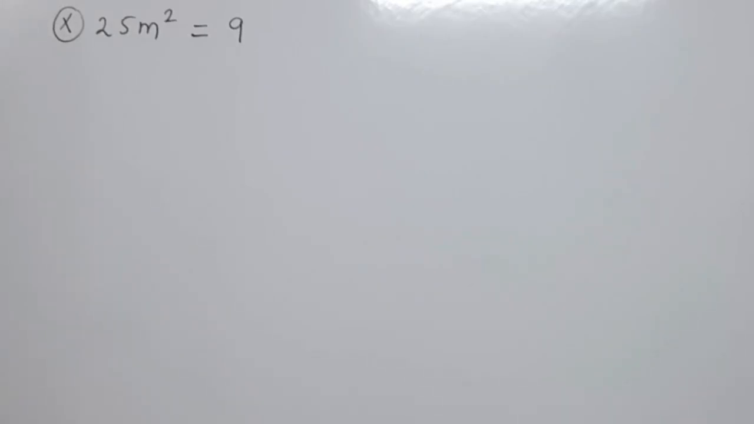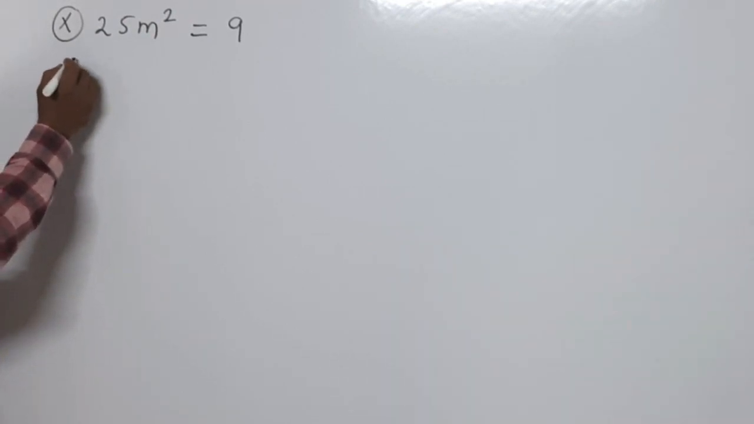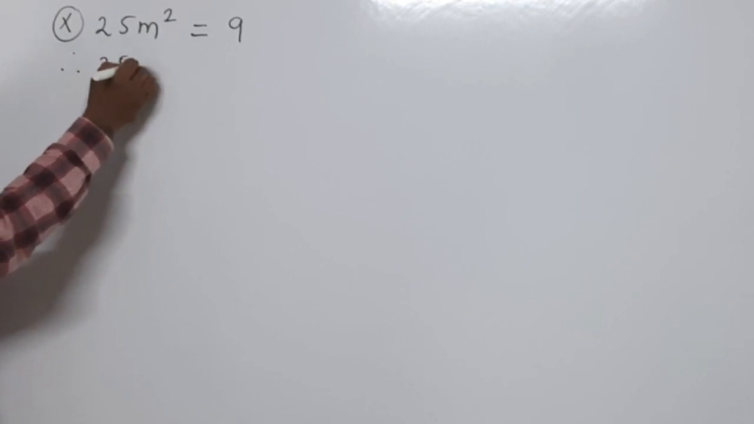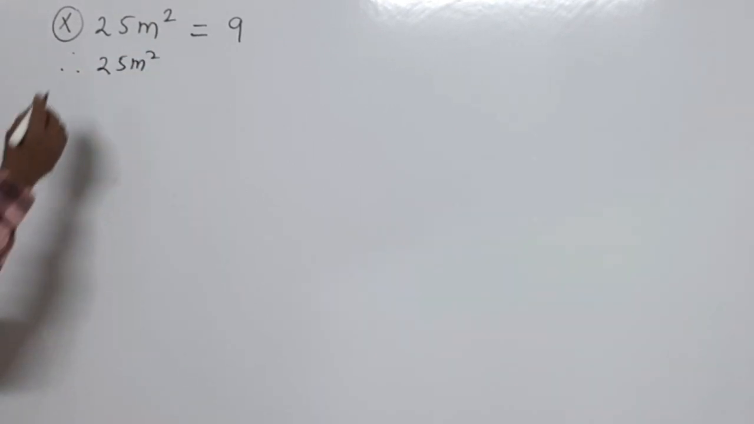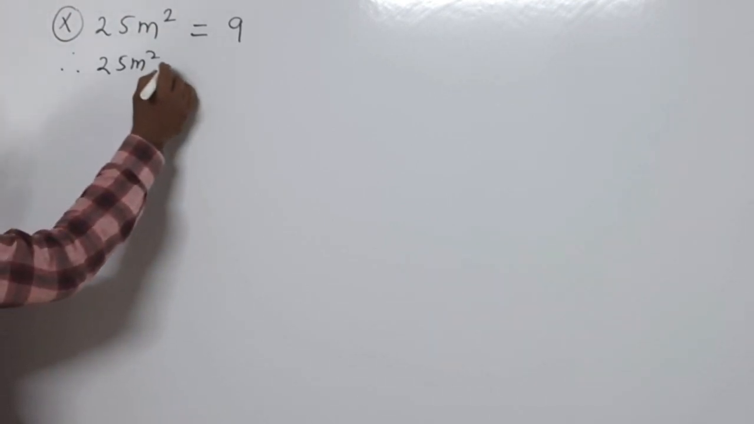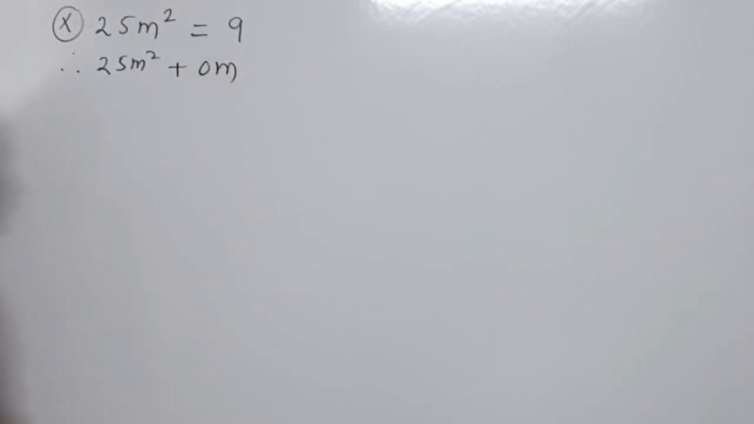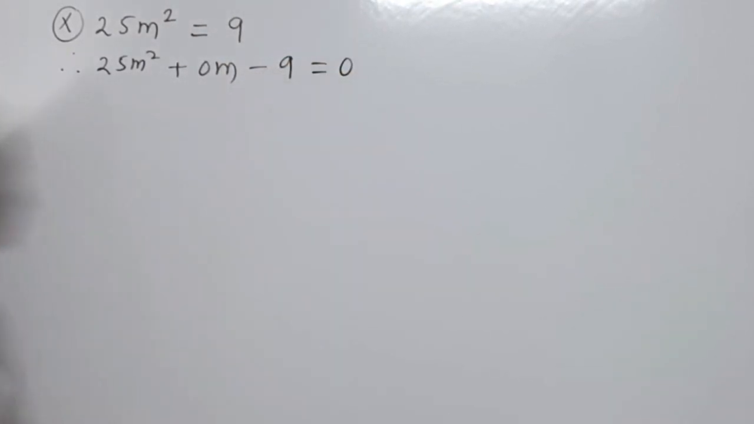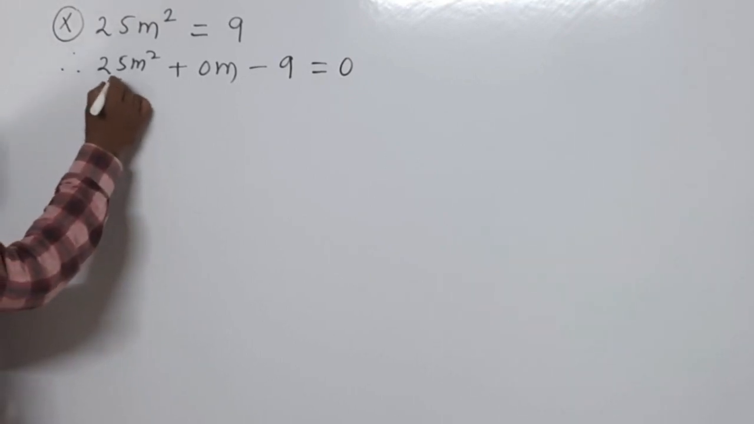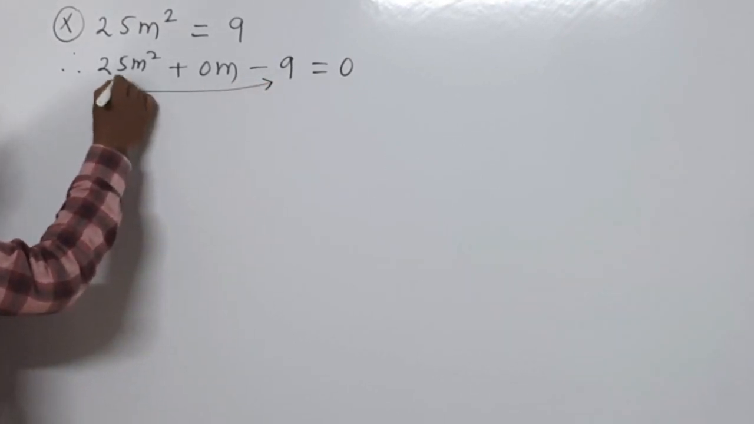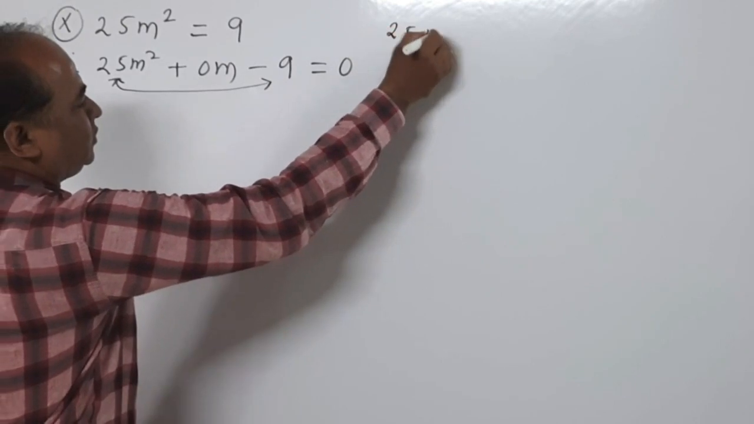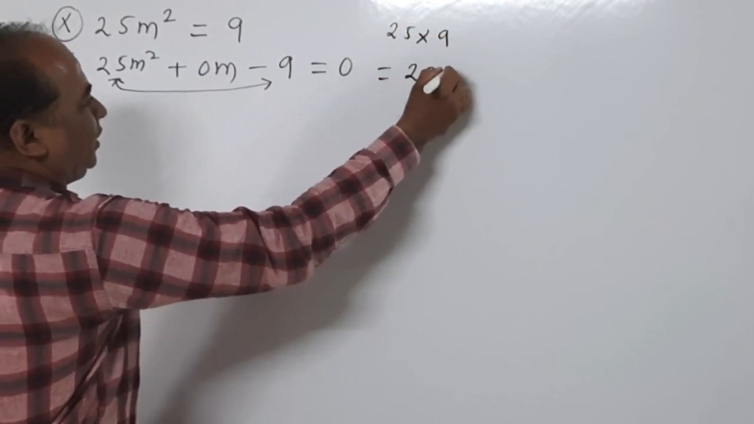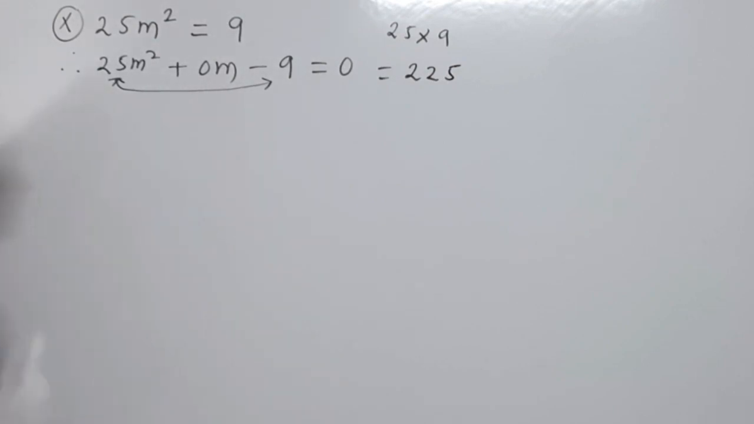10th example, 25m square is equal to 9. So, first we write the given equation into the standard form. Therefore, 25m square. Now here the middle term, coefficient of m is missing. So, we will write here plus 0m. Plus 9 will come on the left hand side. It will become minus 9 is equal to 0. Now, factors of this 25 into 9. 25 into 9 is equal to 225. So, factors of 225, middle term should come 0.